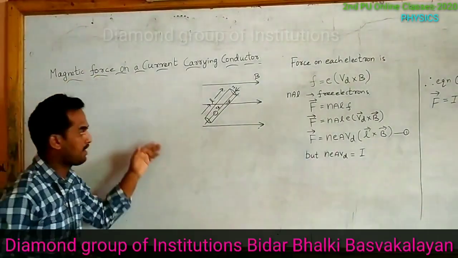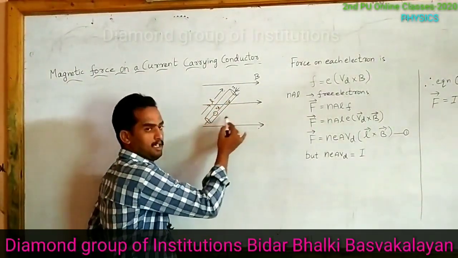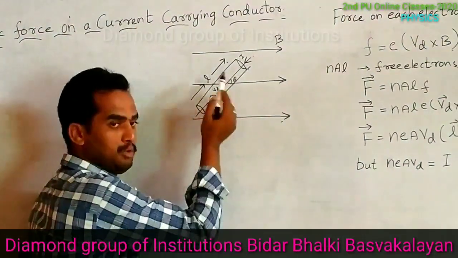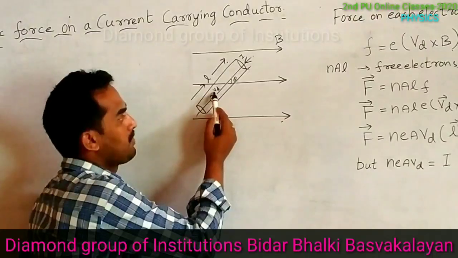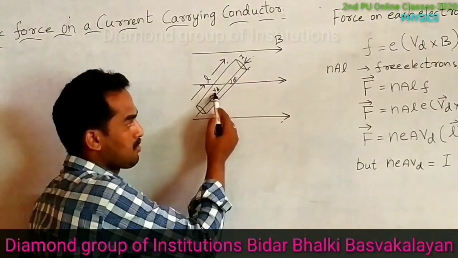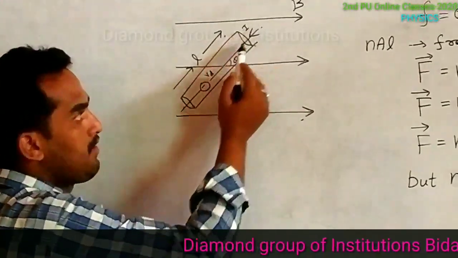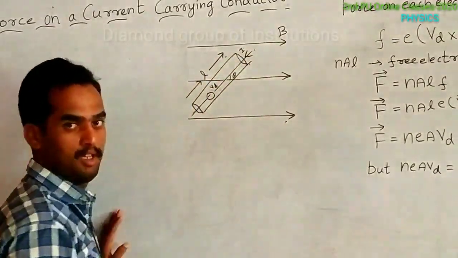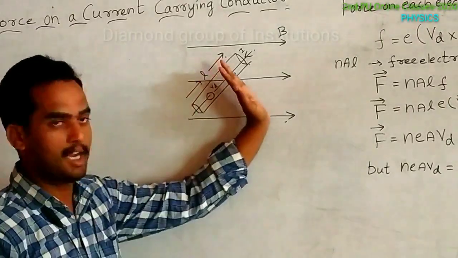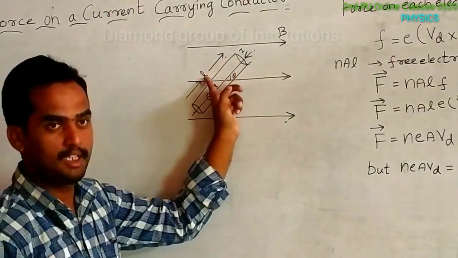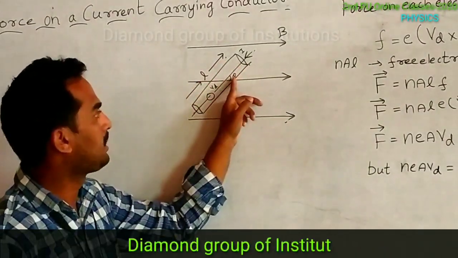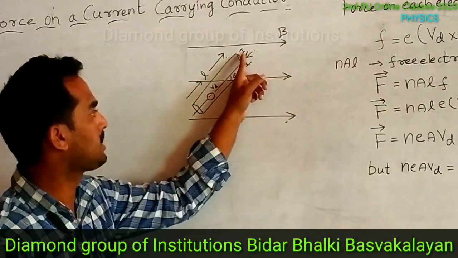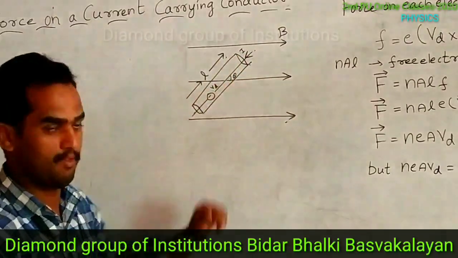Magnetic force. See here, there is a conductor having length L, and the electron in that conductor is moving with drift velocity Vd. The current passing through it is I and the magnetic field is B. There is a long straight conductor of length L making an angle theta with the field, current I is flowing, and Vd is the drift velocity.